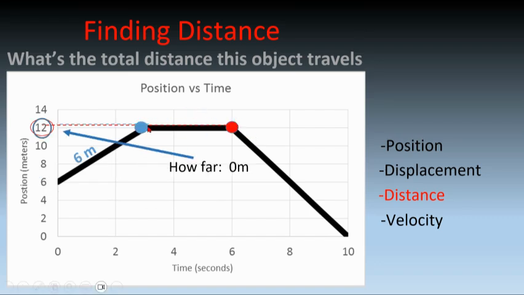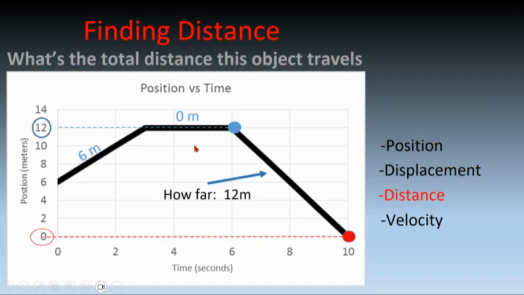During the next segment, it's a flatline. A flatline on a position time graph means that it didn't move. It started at 12 here, it ended at 12 at 6 seconds. So during that time, he didn't move, so the how far is 0. Okay, we're going to keep track of these numbers when we find them.